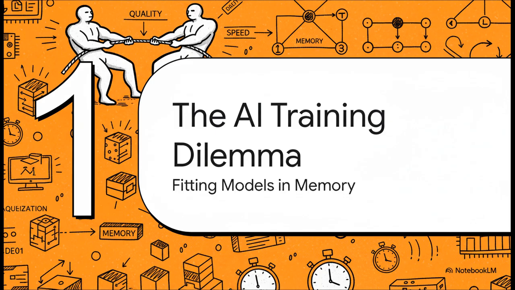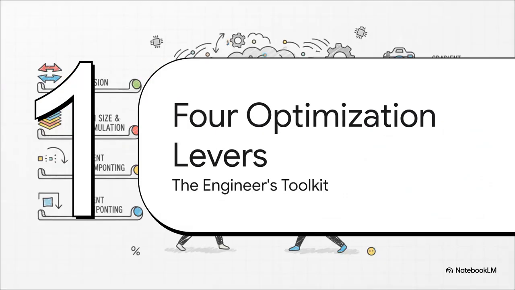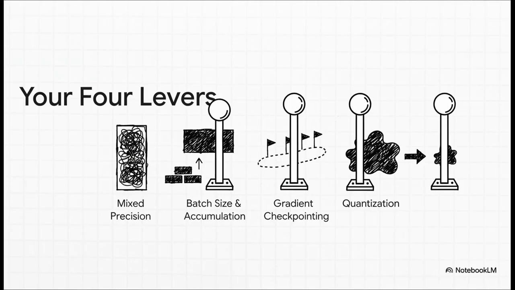Let's break it down. Okay, so now for the solution. The 4 optimization levers. This is really the engineer's toolkit for making all of this work. All right, here they are. These are the 4 levers that determine whether your training run, well, even starts. We've got mixed precision, batch size and its buddy gradient accumulation, then gradient checkpointing, and finally, quantization. Getting a handle on these is how you win that tug of war.